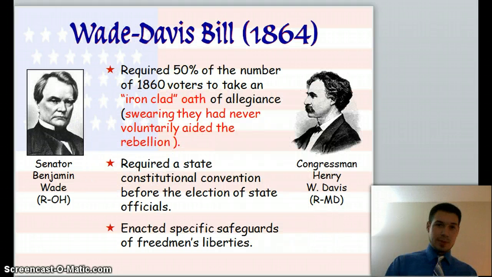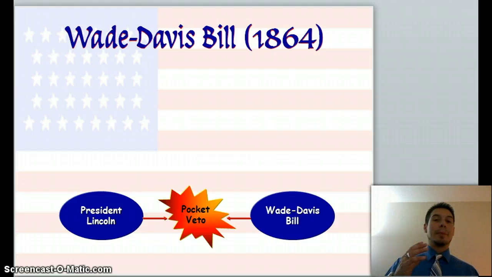Now, the Wade-Davis bill comes about, and it basically says anybody who voted in the 1860 election needs to have an ironclad oath that they did not aid the rebellion voluntarily. Again, Congressman Henry Davis and Senator Benjamin Wade came up with this bill in 1864. They submitted it to Lincoln, and Lincoln pocket vetoed it. That's right, he took it, stuck it in his pocket, said I want nothing to do with it. And it doesn't get passed. Just like a coupon, it expired.